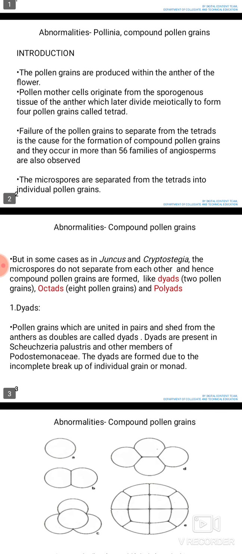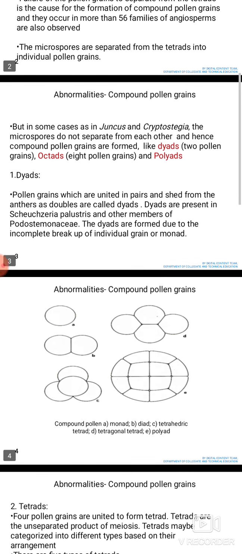The microspores are separated from tetrads into individual pollen grains. But in some cases, as in Juncus cryptostegium, the microspores do not separate from each other, and hence compound pollen grains are formed, like dyads, that is 2 pollen grains, octads, that is 8 pollen grains, and polyads.